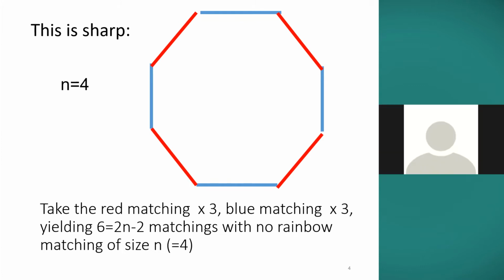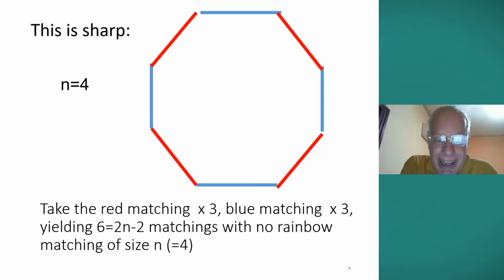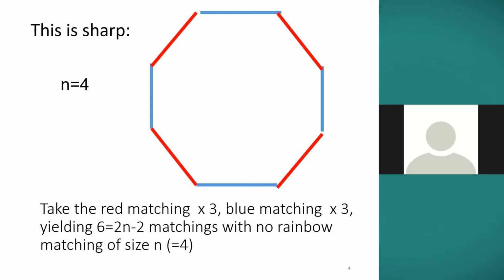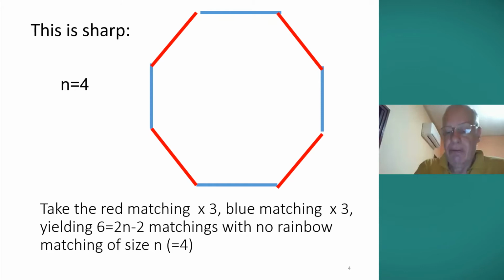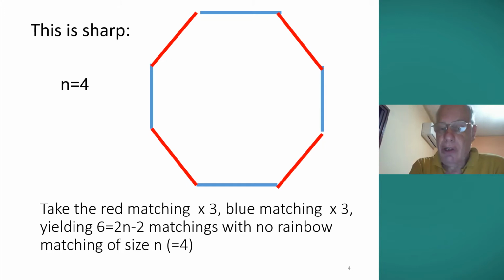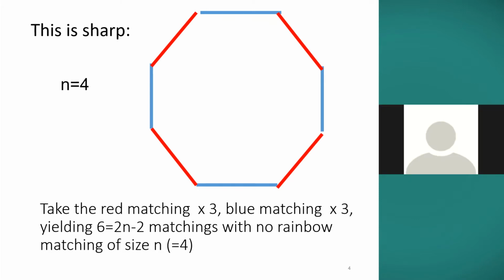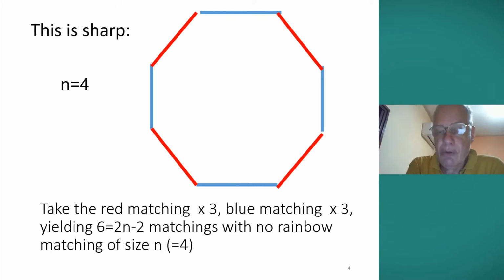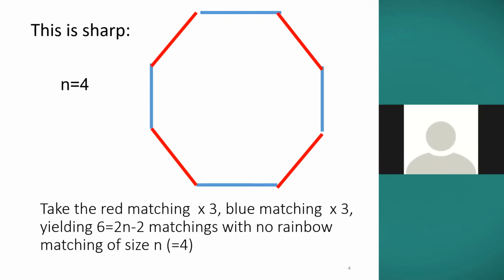Okay. x3, red matching x3. What is x3? You take the red matching and multiply it 3 times. You take the blue matching and multiply it 3 times. What is multiplying a matching? You take copies. We said that they don't have to be disjoint, right? They can be the same. So you take 3 times the red matching, 3 times the blue matching, so you have altogether 6 matchings of size 4, and it doesn't suffice. So 2n minus 2 does not suffice.